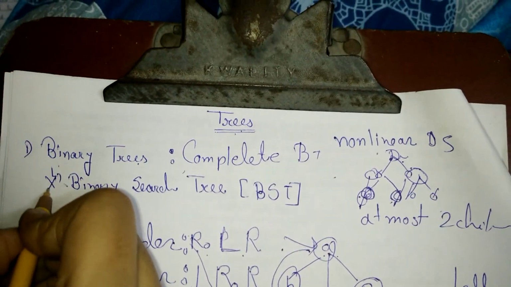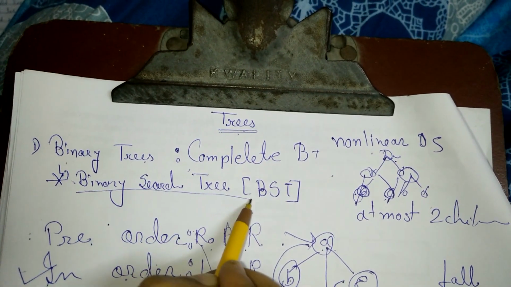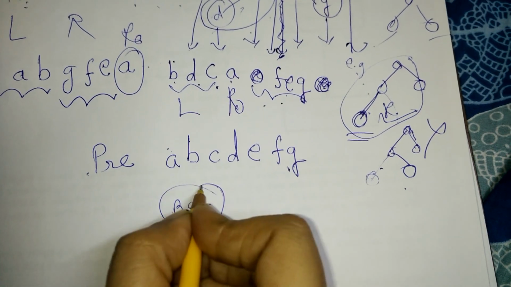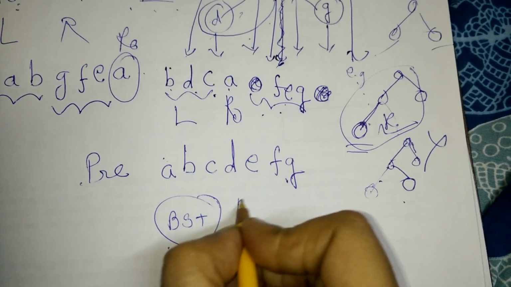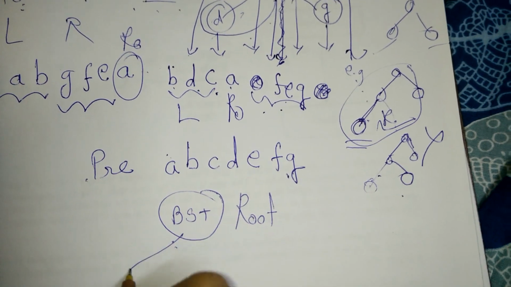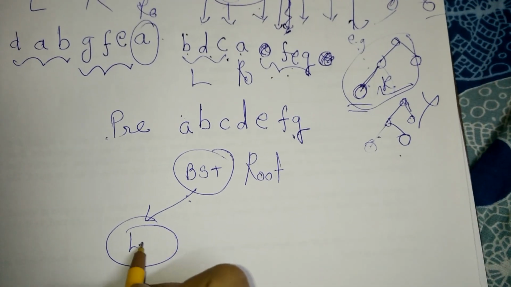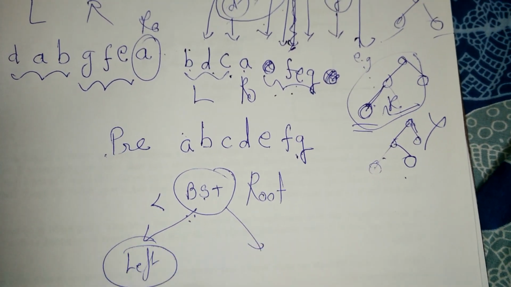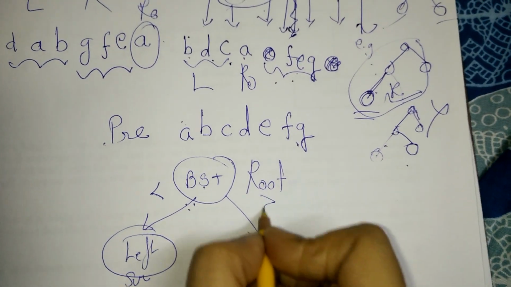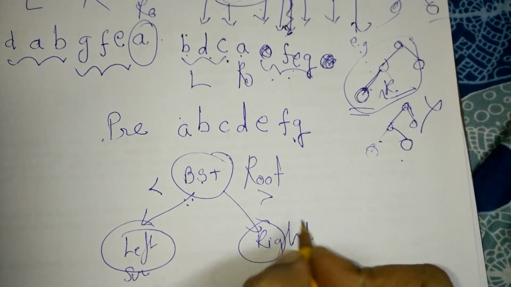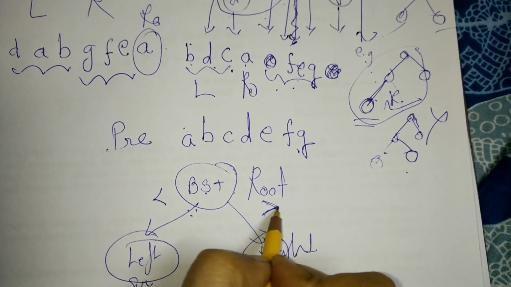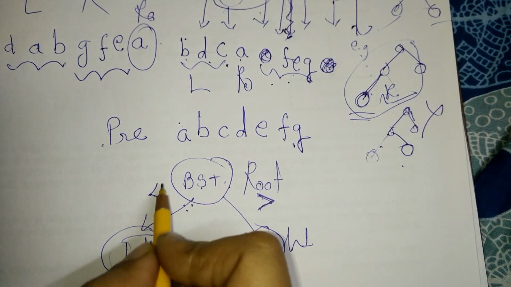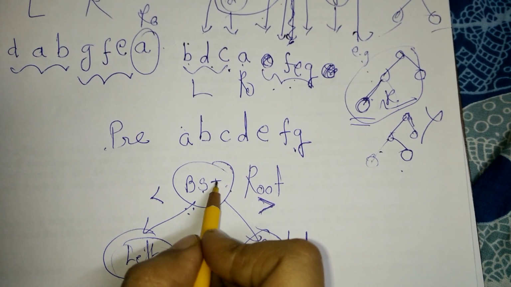The most important part in our GATE examination is the binary search tree. Now let us see what the characteristic of a binary search tree is. The binary search tree says that if there is a root, then whatever values are present in the left subtree will be less than the root. This is your left subtree and this is your right subtree. So the value of the root should be greater than the left subtree values, and the values of the right subtree should be greater than your root element.